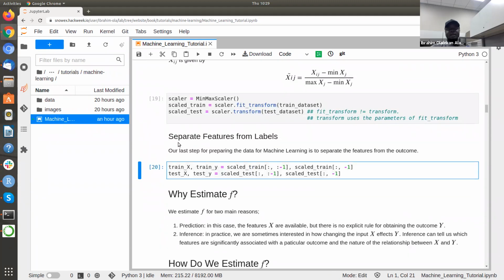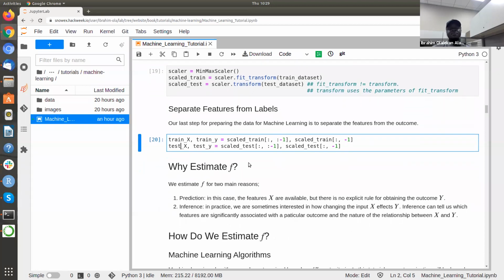And then after doing that, we have our train X, we have our train Y, we have a test X, we have a test Y, where the train X are the predictors from the training set, and the train Y are the outcome from the training set. The test X are the predictors from the test set, and the test Y are the outcome from the test set.